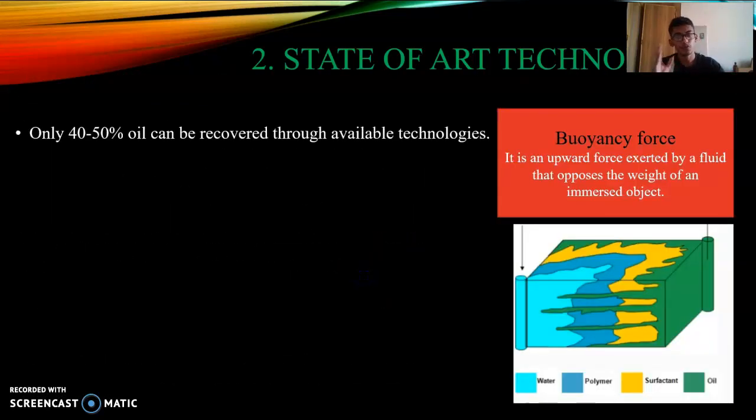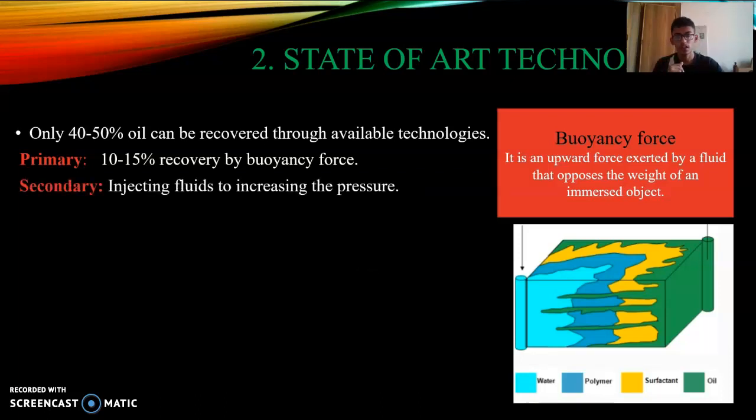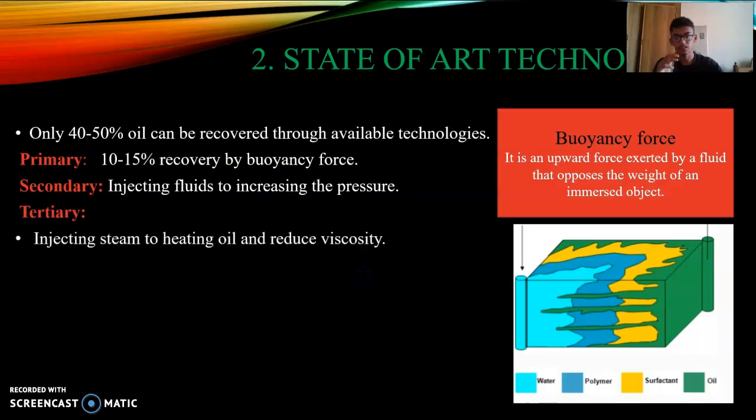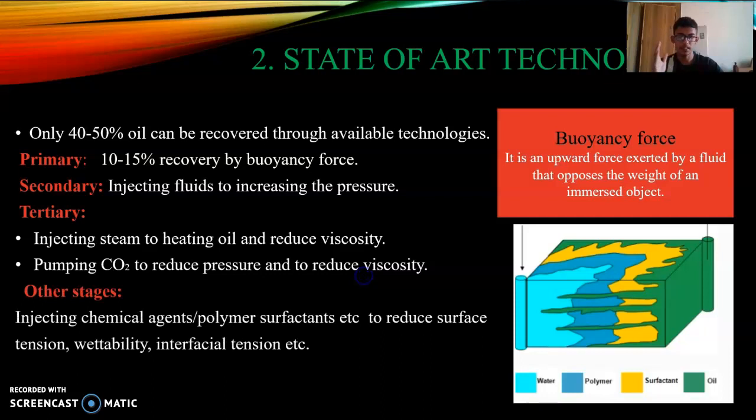There is only 40 to 50% oil that can be recovered through available technologies. In the primary step, they get only 10 to 15% recovery by buoyancy force. Buoyancy force is an upward force exerted by a fluid that opposes the weight of an immersed object. By the secondary step, they inject the fluid to increase the pressure. By the tertiary step, they inject steam to heat the oil and reduce viscosity. Also, they pump carbon dioxide to reduce pressure and to reduce viscosity. Some other stages are like injecting chemical agents or polymer surfactants, etc., to reduce surface tension, wettability, interfacial tension, etc.